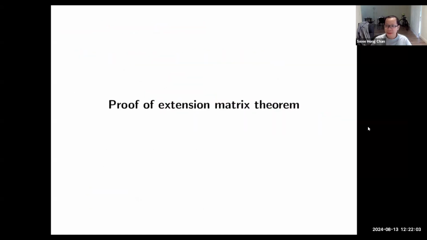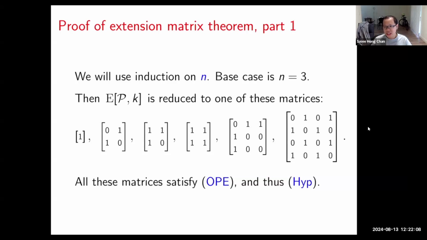Now let me prove the extension matrix theorem. We will use induction on n, the size of the poset. The base case is n equal to 3, so this is the poset of 3 elements. I checked that there are 15 posets of 3 elements up to isomorphism. For those 15 posets, we just check all of the matrices. It turns out that up to isomorphism, and after you throw out the 0 rows and columns, there are exactly 6 of them here.